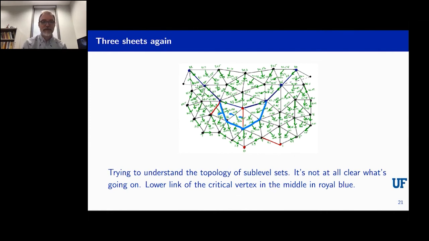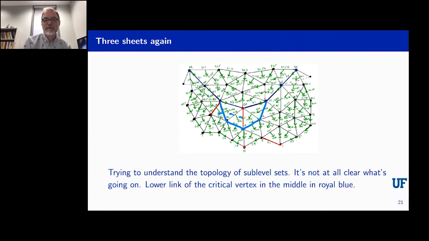Again, let's illustrate this. Here's three sheets again, where now I've put function values all over the place, on everything. So again, here's this one stratum cutting through here. The lower link, remember, that's where the function values are lower in the link, and the link is the boundary of a simplicial neighborhood. So the lower link, at least part of it, there'd be another part on the sheet behind it, is here in this royal blue color.